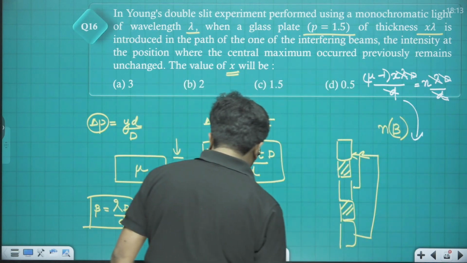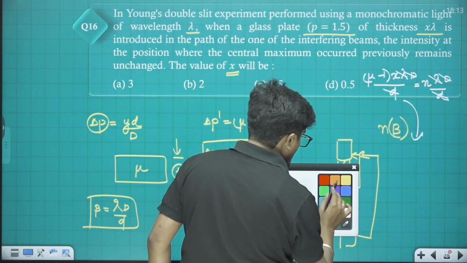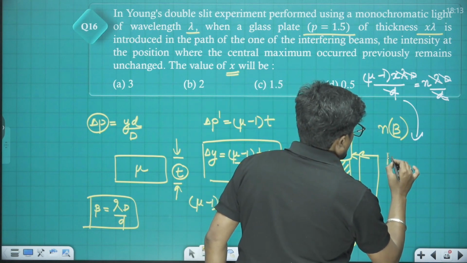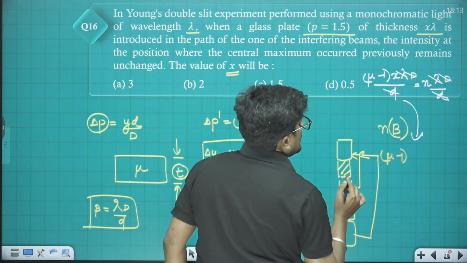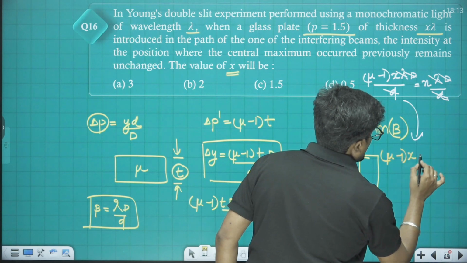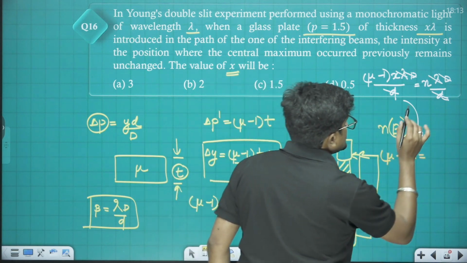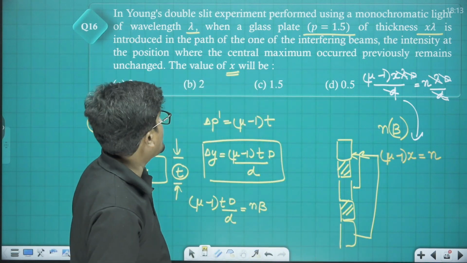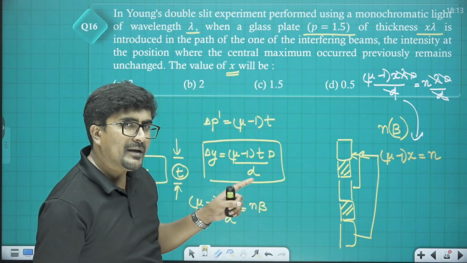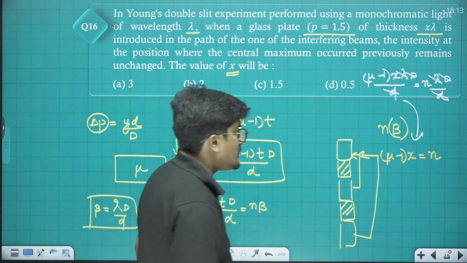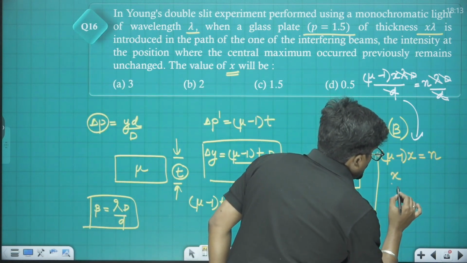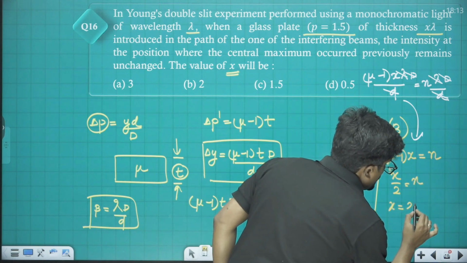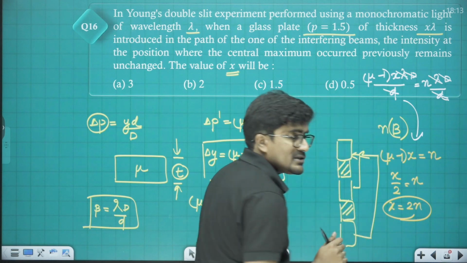We are left with the values as mu minus 1 into x, that's equal to n. Now what is the value of mu? Mu is 1.5. 1.5 minus 1 is 0.5, 0.5 is 1 by 2. So x by 2 needs to be n. X needs to be 2 times n.